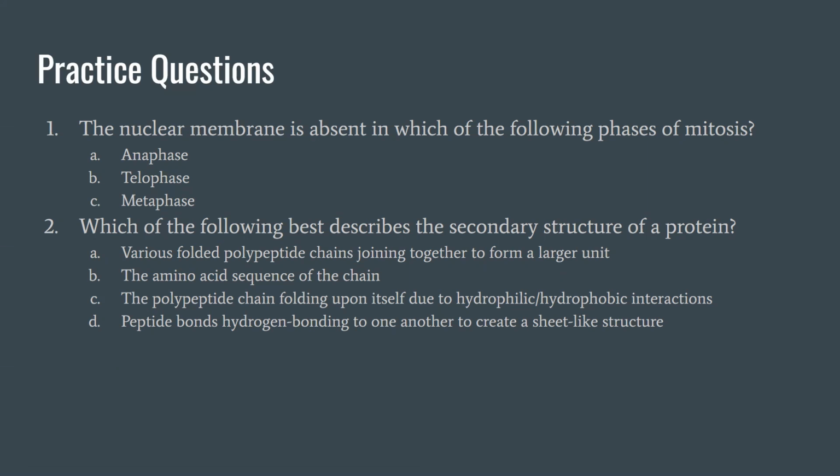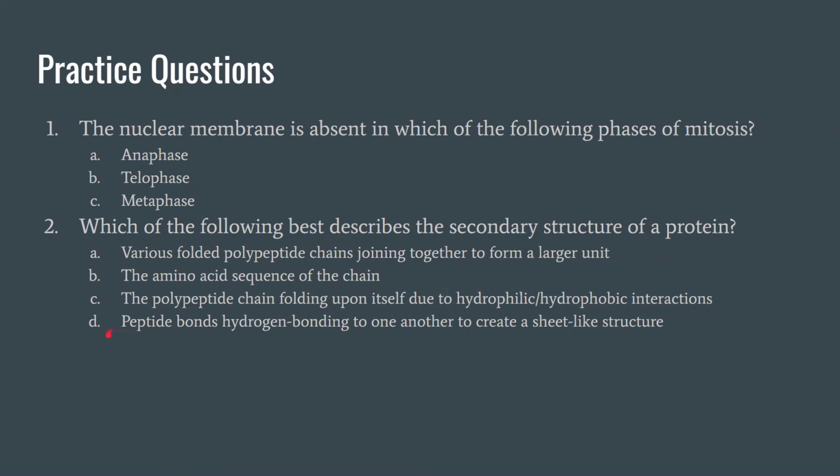So the answer here is D, because if you look at the other answers, various folded polypeptide chains, that's more than one polypeptide chain. So you know automatically that this is talking about quaternary structure. So we know that's not secondary. The amino acid sequence of the chain, that's primary, that's your original polypeptide. C is the polypeptide chain folding upon itself due to hydrophilic and hydrophobic interactions. So this is your R group interactions.